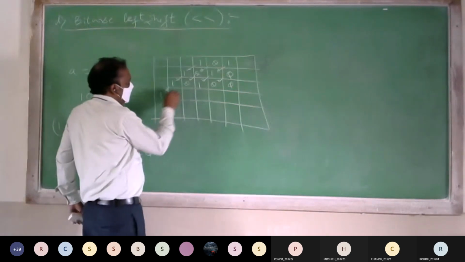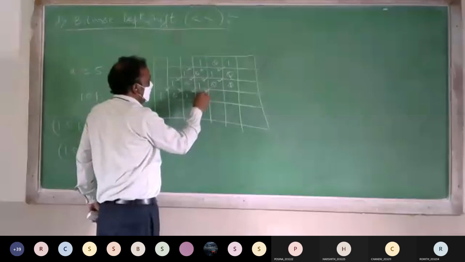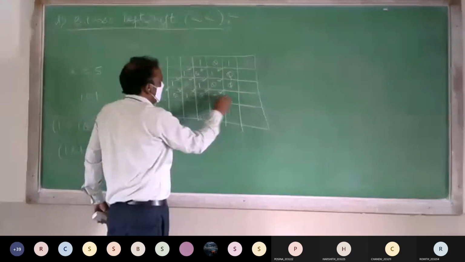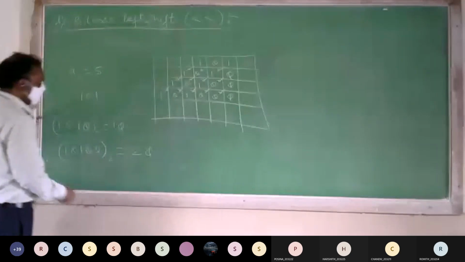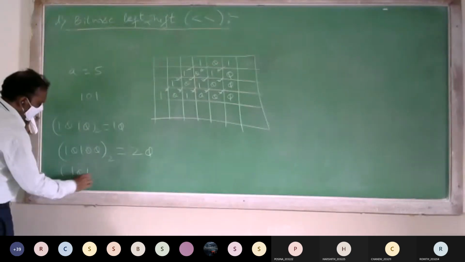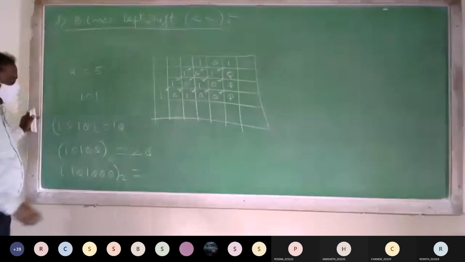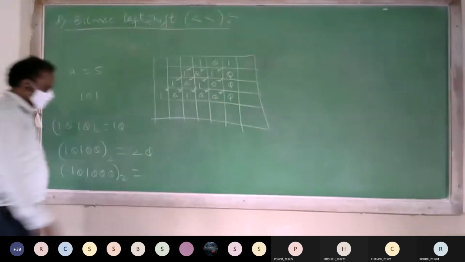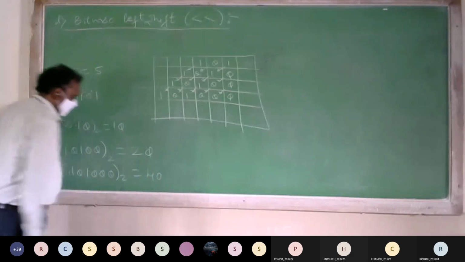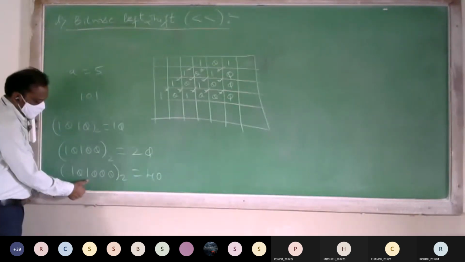When you shift left side 3 times, this 1 will come here, this 0 will come here, this 1 will come here, this 0 will come here, this 0 will come here. Here nothing remaining means add 0. Now, what is the value of that? 101000. What is the decimal value? 40. The decimal value is 40. See here, 2 power 0, 2 power 1, 2 power 2, 2 power 3. 2 power 3 is nothing but 8.